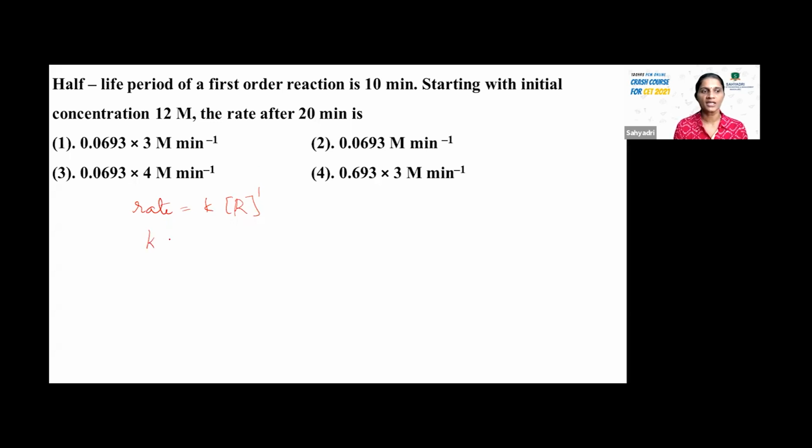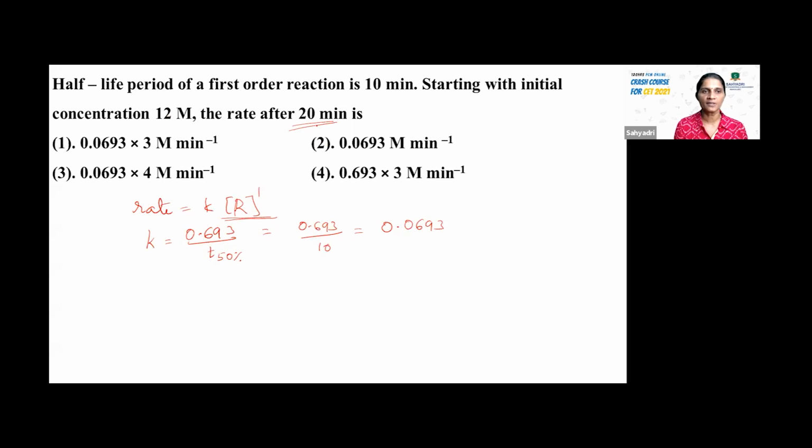Now, half-life of a first order reaction is 10 minutes. So K you can calculate, that is equal to 0.693 divided by T50%, which is given as 10. So it becomes 0.0693. Okay, next. What is the reactant concentration left after 20 minutes you have to calculate?